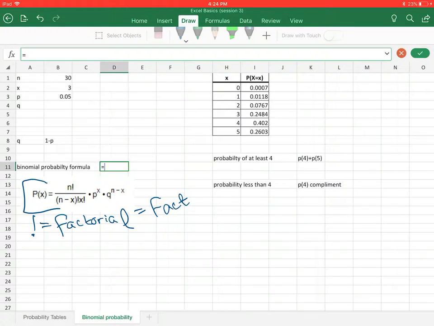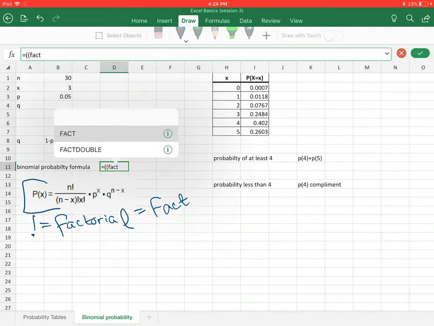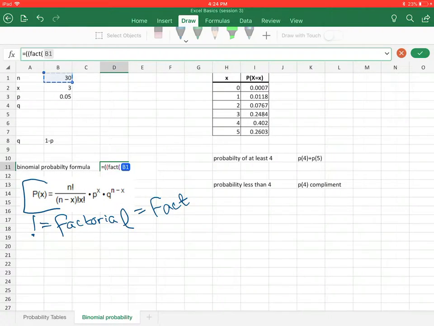So we want to work with the fraction first. I'm going to put this in parentheses, and I'm going to do the numerator, which is going to be fact, because we're doing a factorial, and our n. My n I give to you as 30, so I'm going to click 30, and then close my parentheses. That is our numerator. That's all we have to do. So now we do the bottom, the denominator.